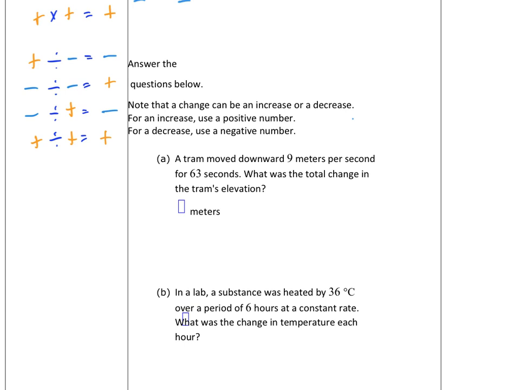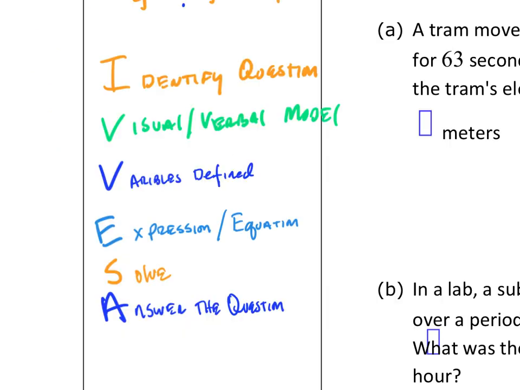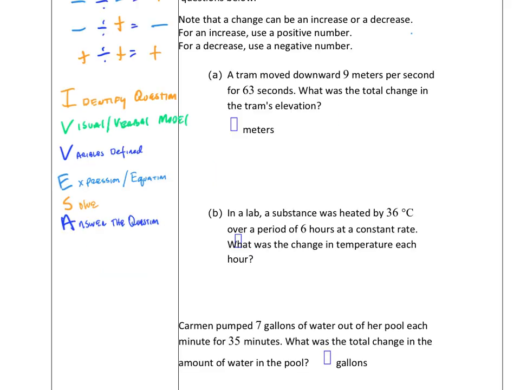So again, we're going to use IVASA, right? So there's IVASA: identify the question, draw a visual verbal model. That's just going to help you figure out what you're actually doing. Define the variables, if there are, write out the expression or the equation, solve it, and then answer the question. Okay, so if I look, it asks, what's the total change on this one? This is what's really important, is that you're looking at the question so you know what your answer is supposed to resemble. So if I look, it says I'm going downward, right?